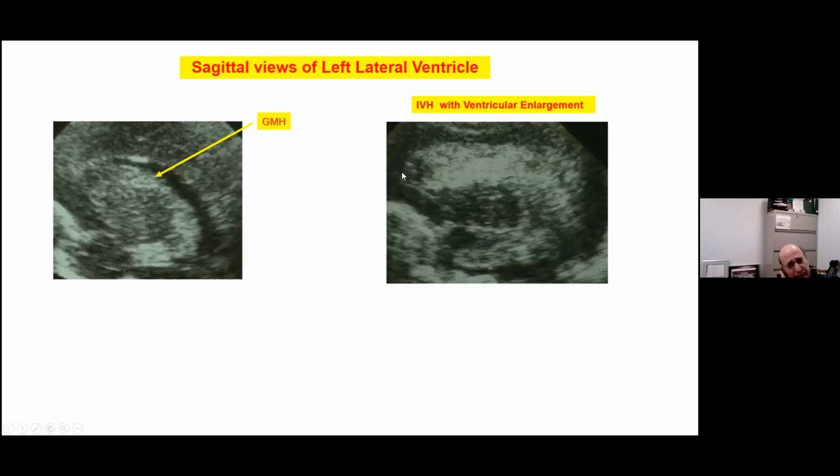This is really blood filling the lateral ventricle all the way through with ventricular enlargement. So this is clearly a grade 3 hemorrhage. Now, the important question is, what is the relationship of grade of IVH to outcome?